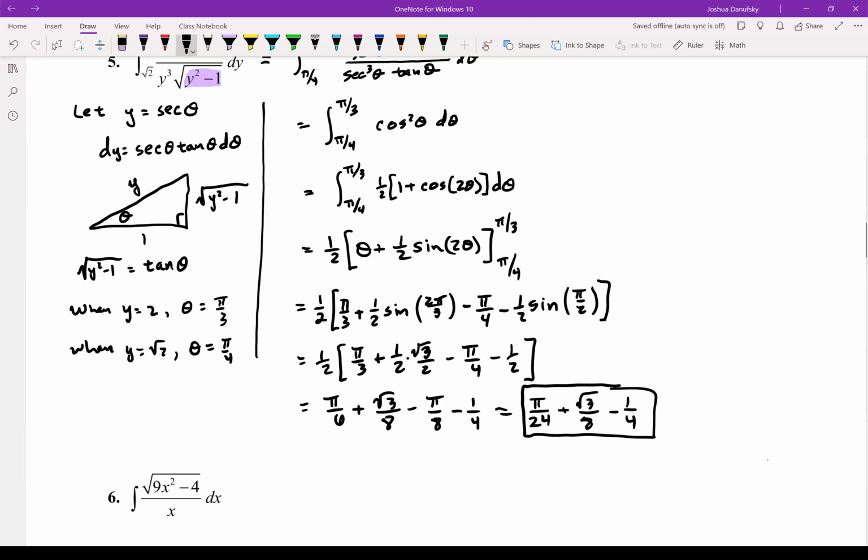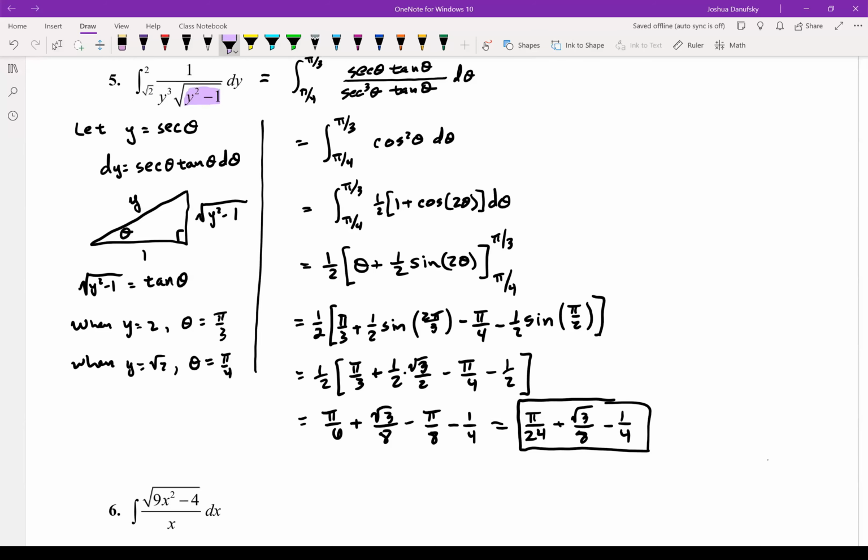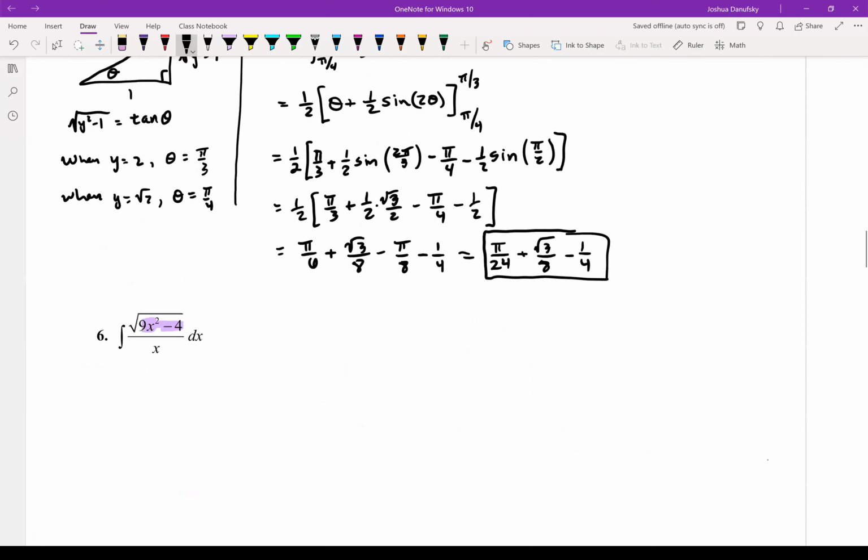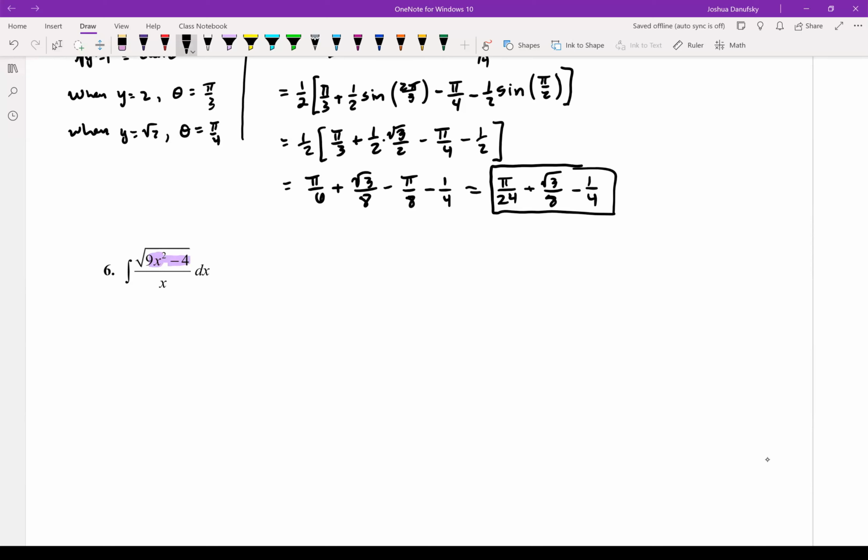Now you'll go ahead and do number 6. Notice again that inside the square root, you have a variable squared minus a constant squared. So we're going to do another substitution involving secant. But before we do that, notice that you have this 9x squared. So let's start off by letting u equal 3x. So du is equal to 3 dx, which means that 1/3 du is equal to dx. And here we have that 1/3 u is equal to x.